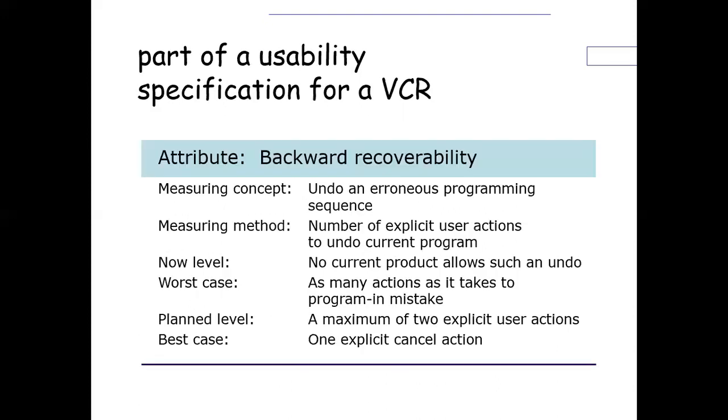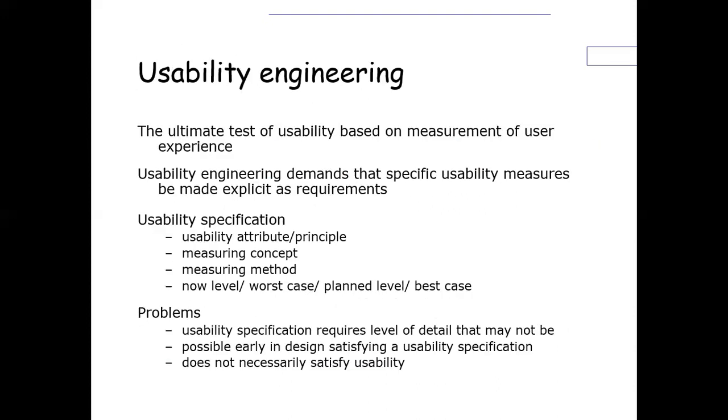And next, we are facing some problems with usability engineering. The first one is usability metrics. Usability metrics rely on measurements of very specific user actions in very specific situations, and they provide a means of satisfying usability specification and not necessarily usability.